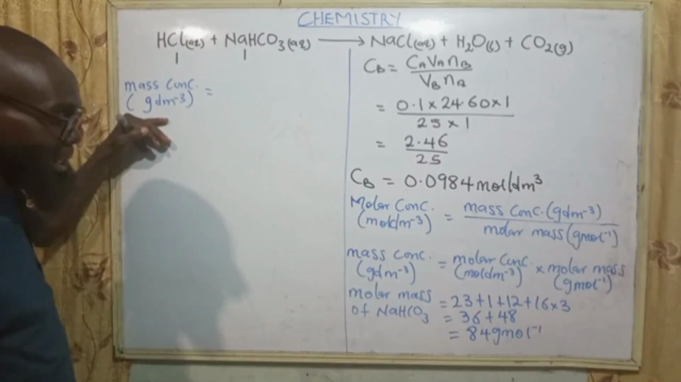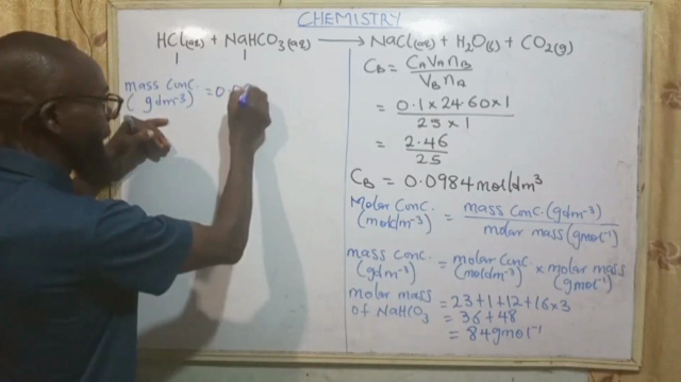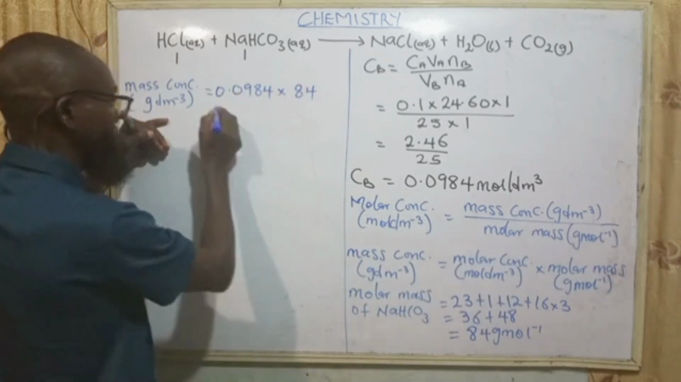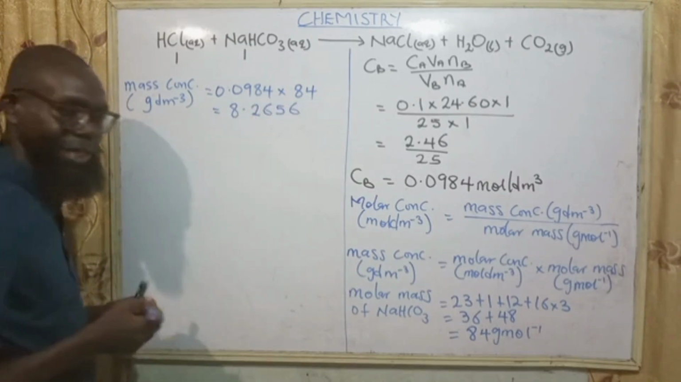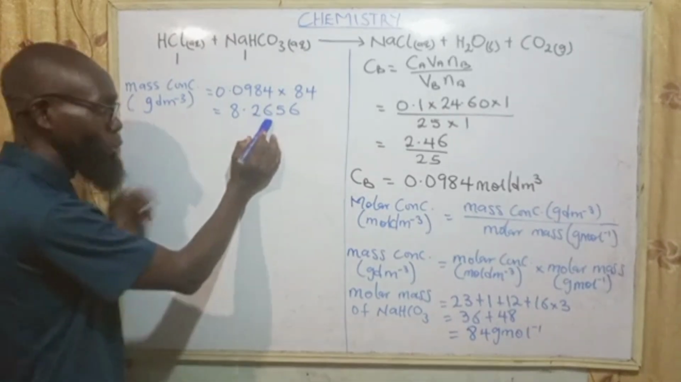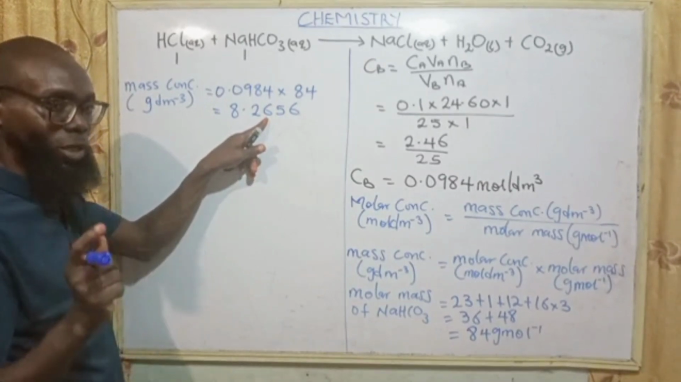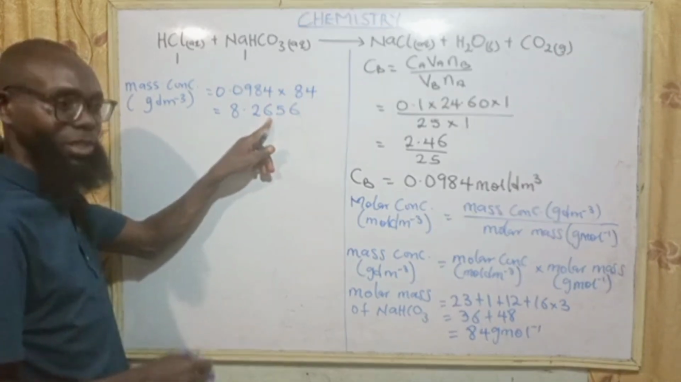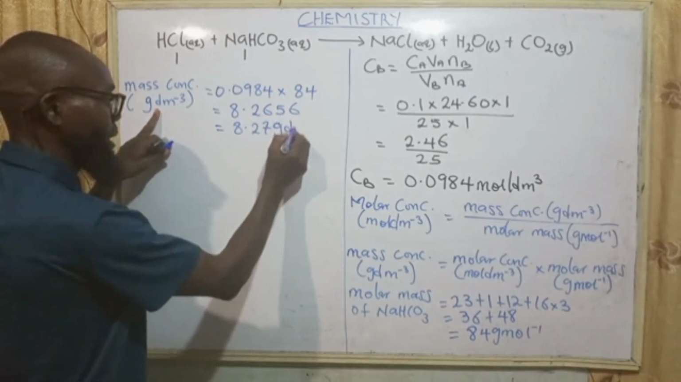Mass concentration in gram per dm cube now is equal to molar concentration, which is 0.0984 multiplied by the molar mass that we got, 84. So when we multiply, what do we have? 8.2656. And this should be to 3 significant figures. 1, 2, 3. So this is the third digit. You look at the back of it, which is 5. Any number from 5 to 9, you round up to 1. But from 1 to 4, round down to 0. So this one becomes 1. Add the 1 to this, making 7. So we have 8.27 in what? Gram per dm cube.